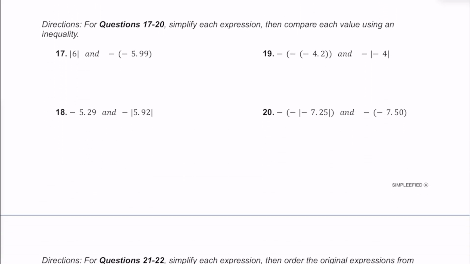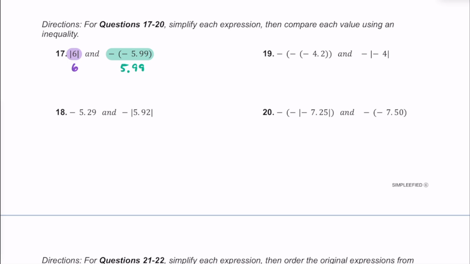All right, let's check out this next section here. For numbers 17 through 20, let's go ahead and simplify each expression, then compare each value using an inequality. All right, so for number 17, we have this absolute value of 6. Now the absolute value of 6, that's just going to be how far is 6 from 0. So the absolute value of 6 is just going to equal 6 if you simplify it. Then if we take a look at this other expression, we have the opposite of 5.99. Now the opposite of 5.99 is negative 5.99, but the opposite of that is going to be positive 5.99.